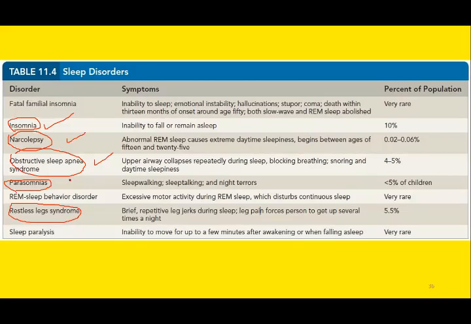Now another sleep disorder is parasomnias. Parasomnia is a collective term which includes three disorders. Number one is sleepwalking. Number two is sleep talking. And number three is nightmares. So if all these three conditions are present in a single individual, we will label that person to be suffering from parasomnia. I repeat, sleepwalking, sleep talking, and nightmares.